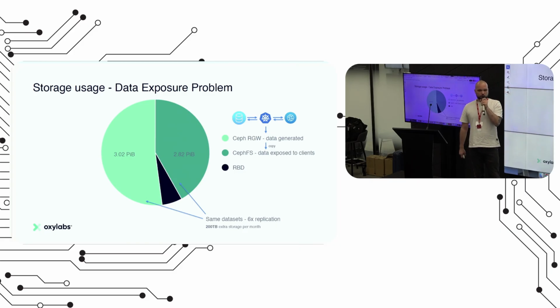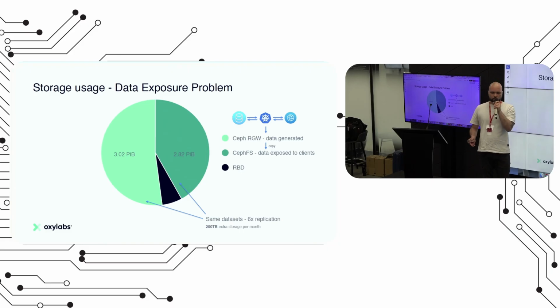We had these data sets replicated 6 times. Given the fact that some of these data sets are actually just a derivative of another data set, you can imagine that you can reach even 12 times replication. And that costs us about 200 terabytes of extra storage per month for quite a silly setup. So we couldn't stand in one place.